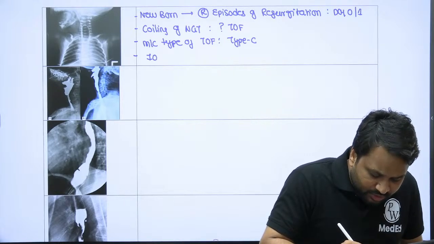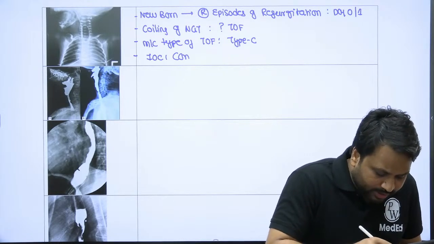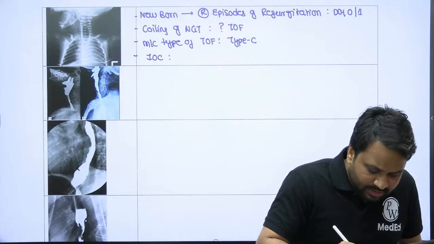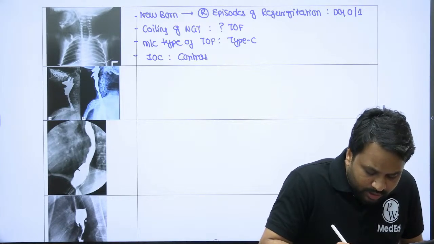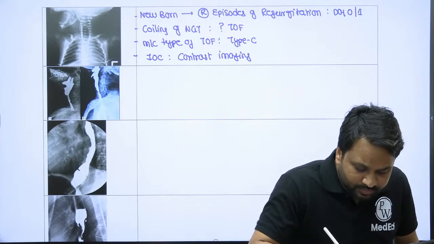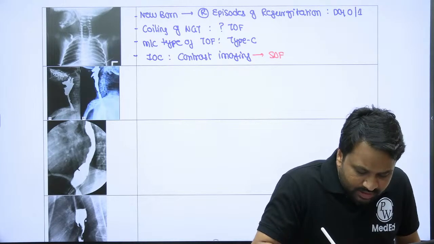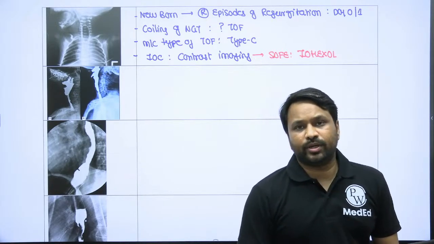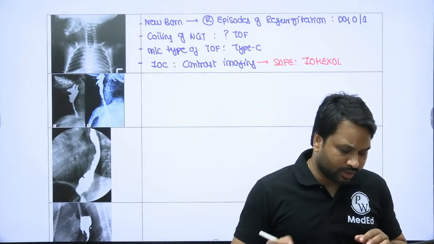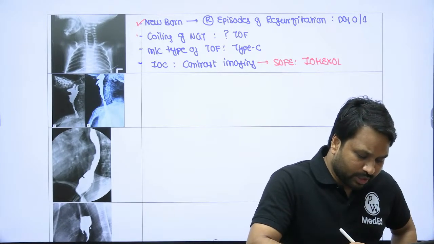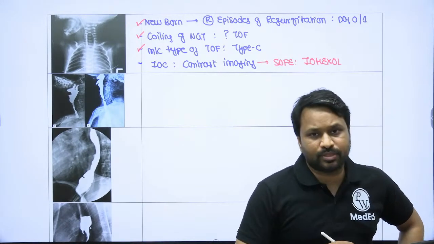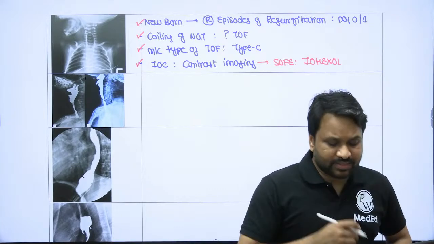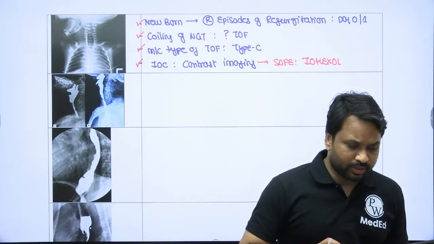And the investigation of choice here is going to be contrast imaging. Now, when you do contrast imaging, the safest contrast that you are going to use is iohexol, which is an iodinated contrast. So it's a newborn, the coiling of the nasogastric tube, the most common type is going to be type C variety, and the investigation of choice is going to be iohexol contrast imaging.